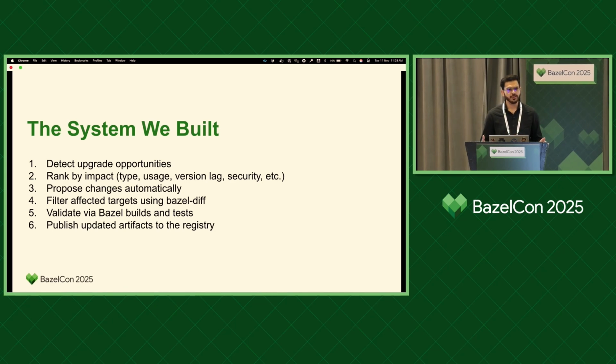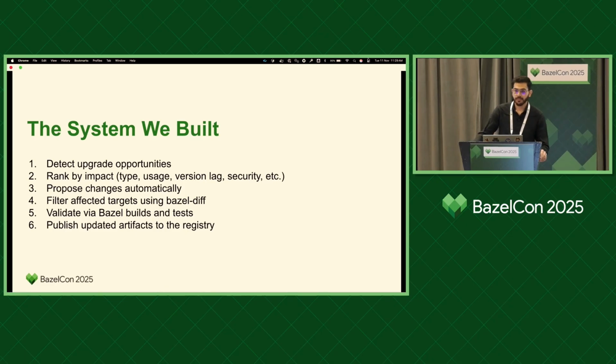Once we have the list of these impacted targets, the next step is to validate them by using Bazel build and Bazel test. And if the validation is successful, the next step is to publish these updated artifacts to the registry. So these new artifacts will contain the new version of the dependencies, and this is how all our project owners get the upgrades for free.